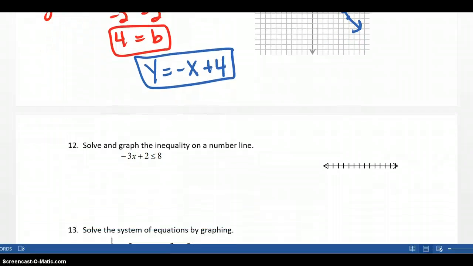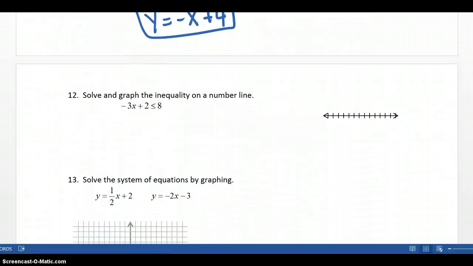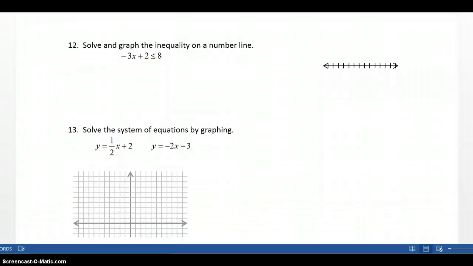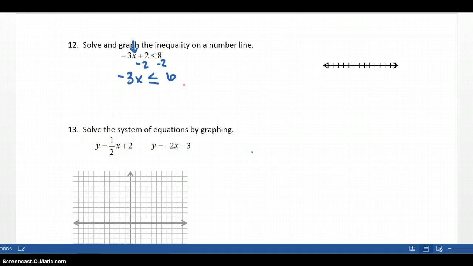For number 12, we're going to solve and graph the inequality on the number line. Again, we always want to get our variable by itself. First we start by getting rid of everything not touching that variable. We subtract 2. Negative 3x is less than or equal to 6. Now the number one rule when solving inequalities is if we multiply or divide by a negative, we must flip our sign. So we have x is greater than or equal to negative 2.